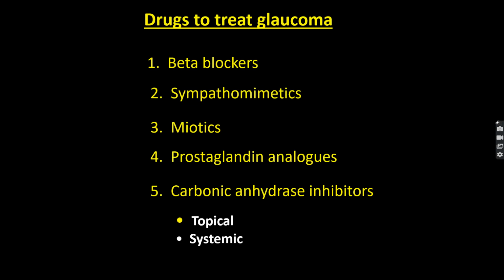So we will have to weigh the benefits or disadvantages of individual drops against other treatment modalities. Now, first of all, in drugs, the oldest time-tested drugs are the beta blockers. There are 5 groups: beta blockers, sympathomimetics, miotics, prostaglandin analogs, and carbonic anhydrase inhibitors. These carbonic anhydrase inhibitors may be topical or they can be systemic.